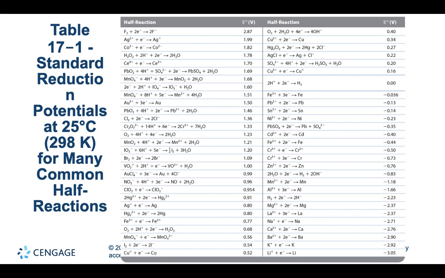I keep scanning. I see copper plus 1. That's not what I want. I want copper plus 2 and copper. I find that in the second row of the right-hand column. Copper plus 2 electrons yields copper, 0.34 volts. So, gauging the position of these two, the silver ion is the 0.80 volts. The copper plus 2 is the 0.34 volts.